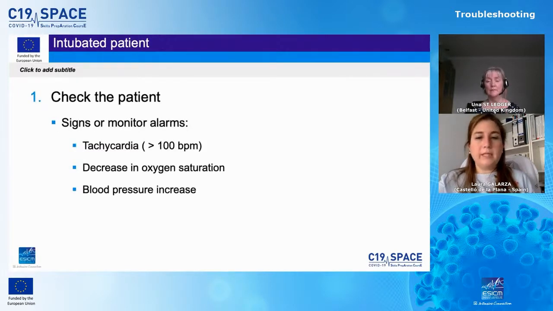We should check the bedside monitor for tachycardia, a decrease in oxygen saturation, or a blood pressure increase. You may have noticed that I said nothing about the respiratory rate this time, and that's because in these deeply sedated patients, and sometimes also with neuromuscular blocking agents, we won't see tachypnea because they aren't able to breathe and the ventilator is in a controlled mode.